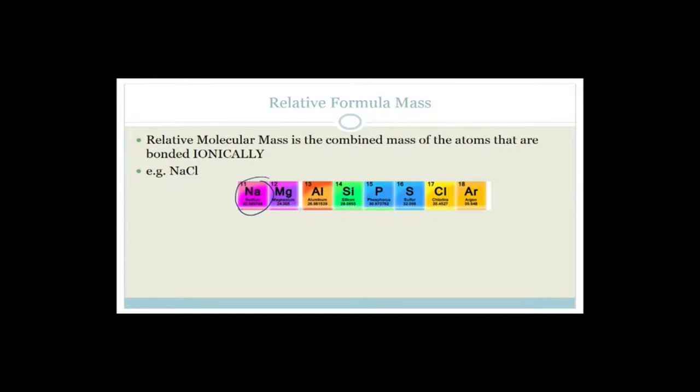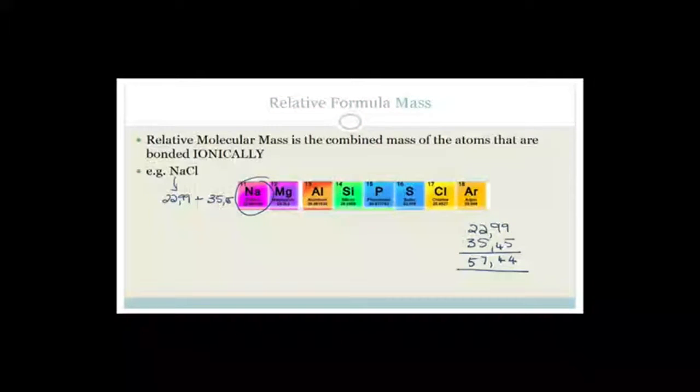So you've got sodium, which is 22.99, plus the chlorine, which is 35.45. Grade 10s, by the way, it doesn't matter what your periodic table tells you the relative atomic masses are, you use the ones they give you in the exam. If they say the relative atomic mass of sodium is 23, you use 23, whatever they give you. So if I add this, it becomes 58.44, the relative formula mass of sodium chloride.